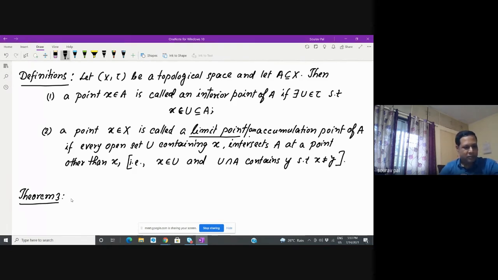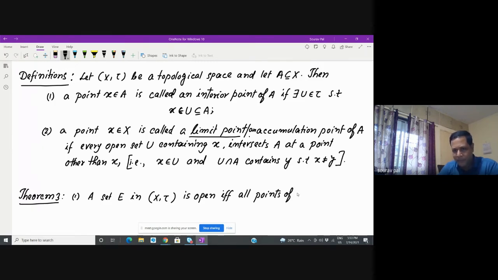So a set E in a topological space, and if I don't mention anything, this (X, tau) will denote a topological space, is open if and only if all points of E are interior points.